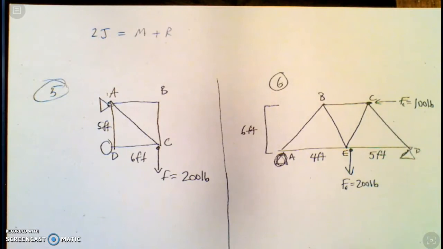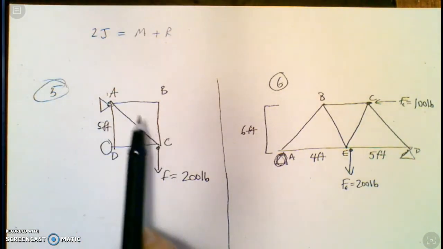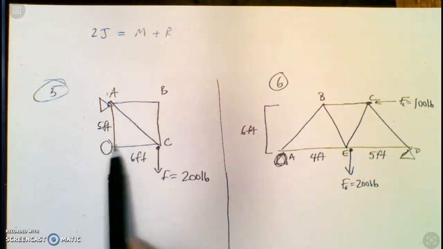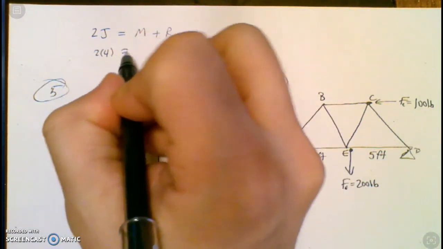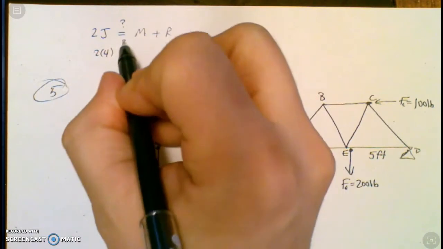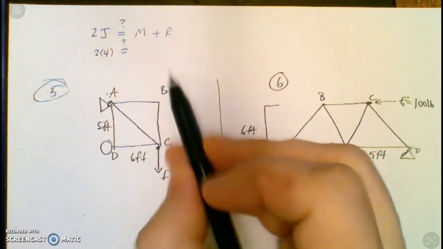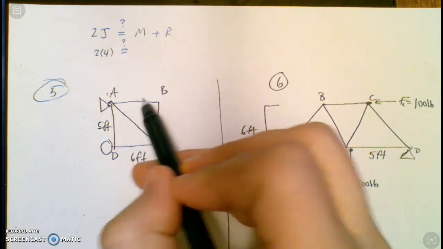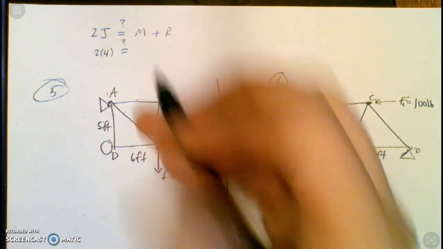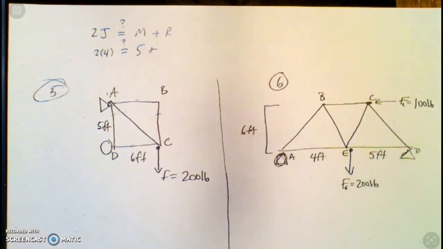It's worth a shot. So on this one, I count the joints: 1, 2, 3, 4. So we got 2 times 4. And we're checking, it's really a question mark, does that equal the number of members, which are your beams? 1, 2, let me mark, 1, 2, 3, 4, 5, plus the number of reaction forces.